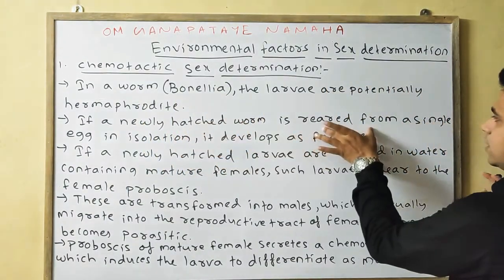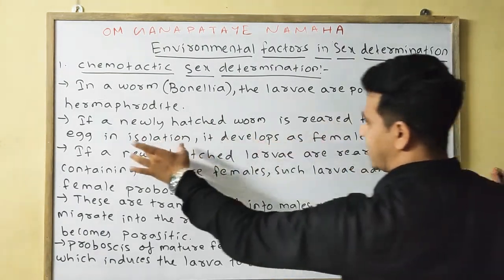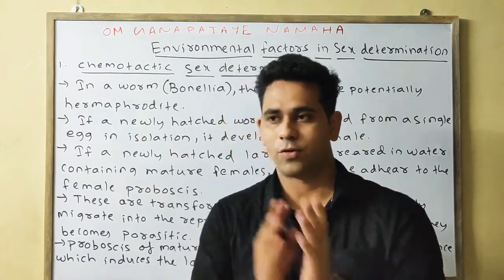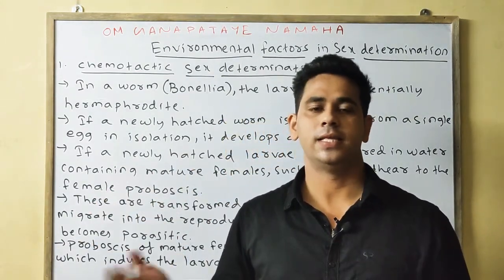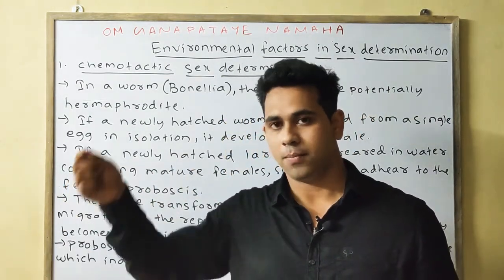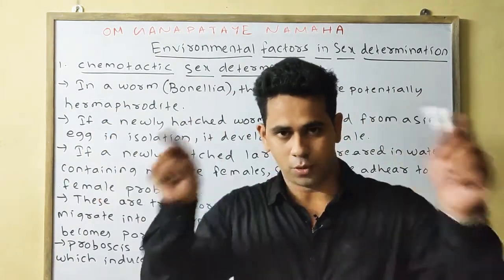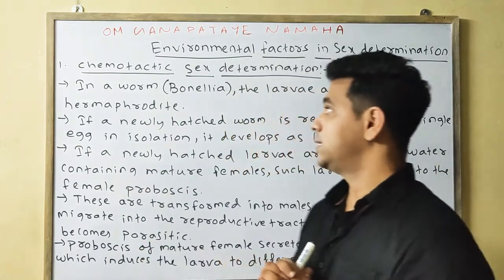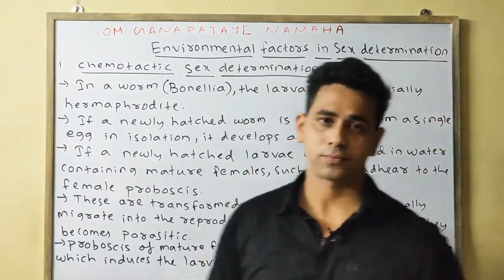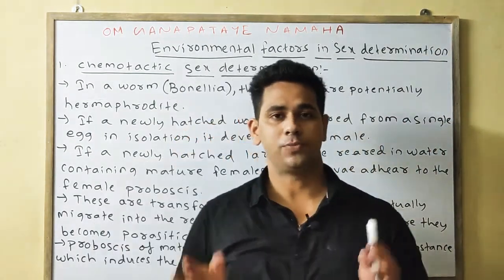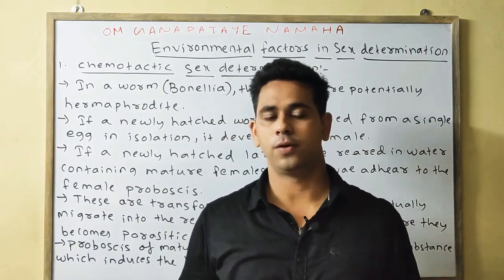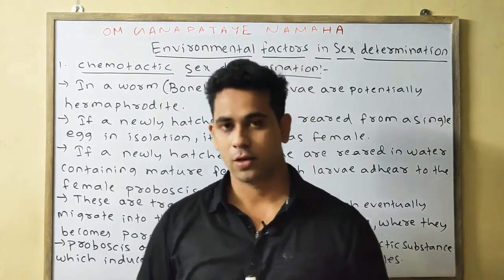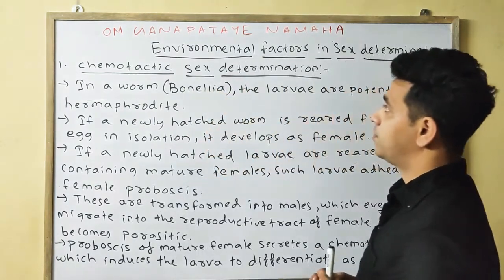The worms which are hatched and reared from a single egg in isolation, far from the mature female, develop into female. But the larvae which are attached to the proboscis develop into male. This is seen in the case of Bonellia, a special kind of worm which belongs to the Annelida. So this is a type of environmental factor.